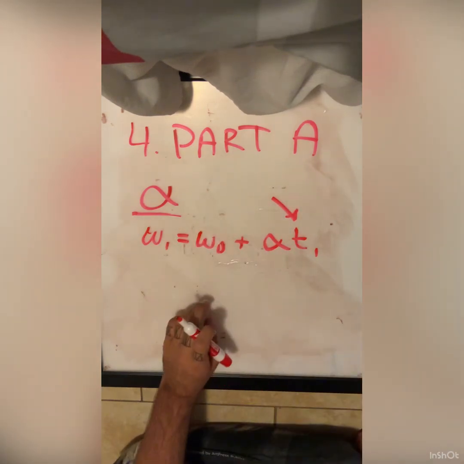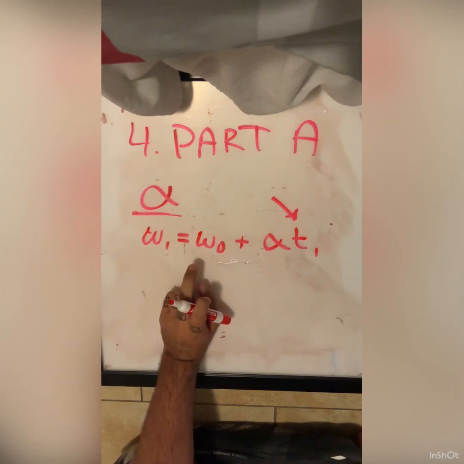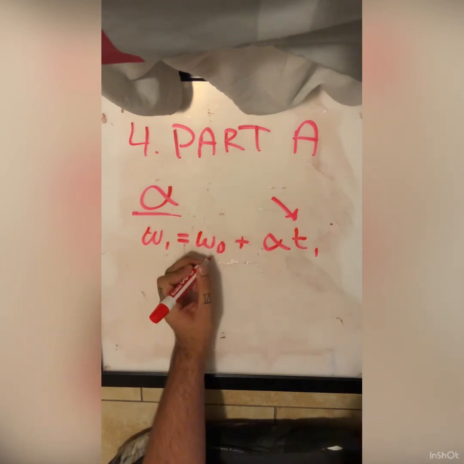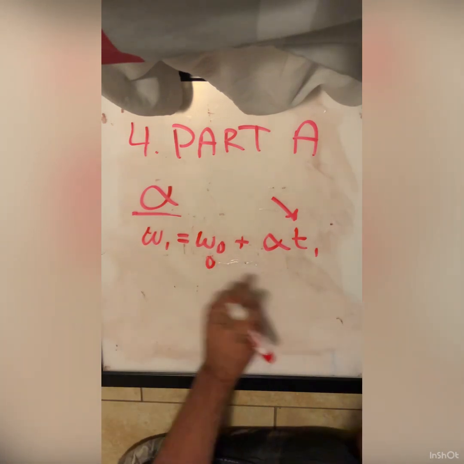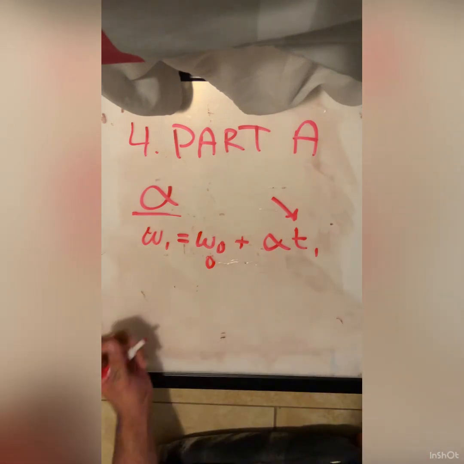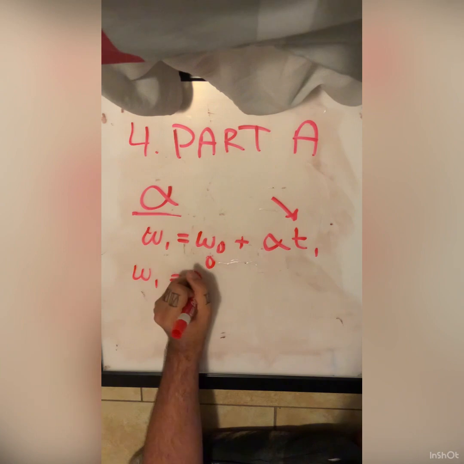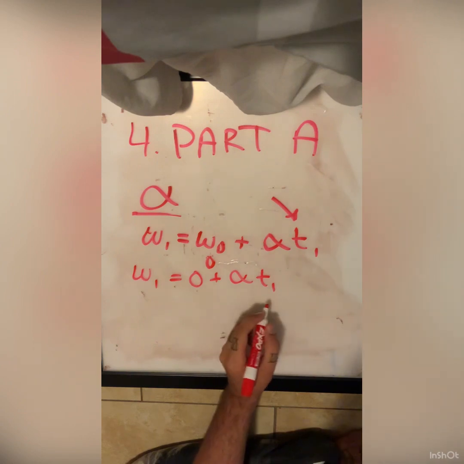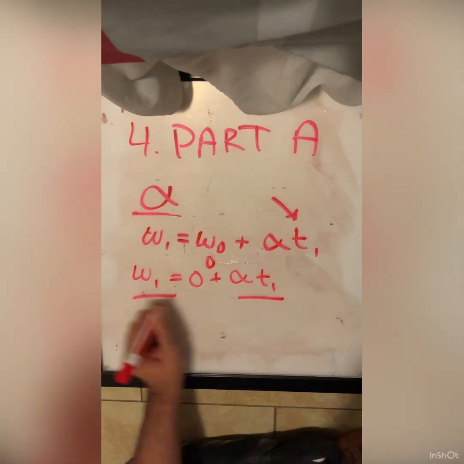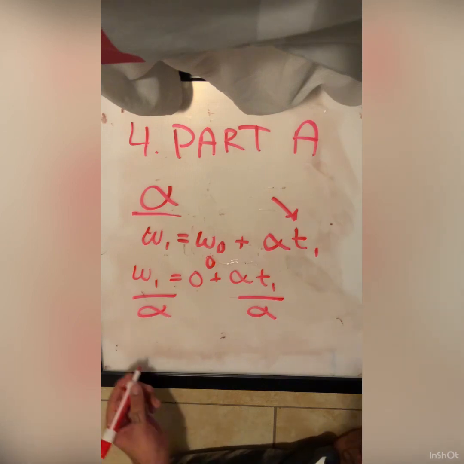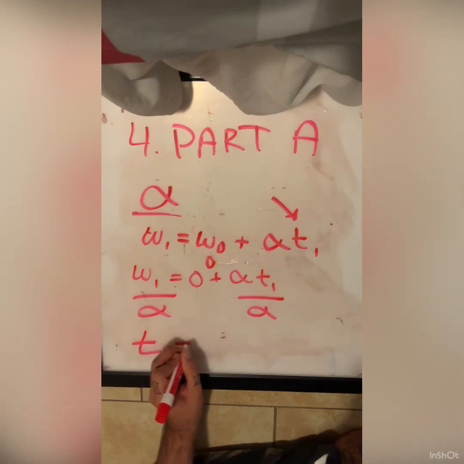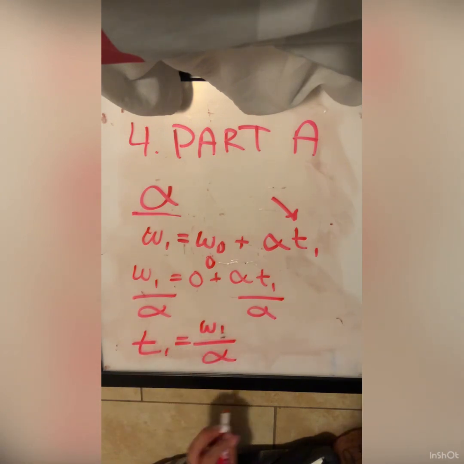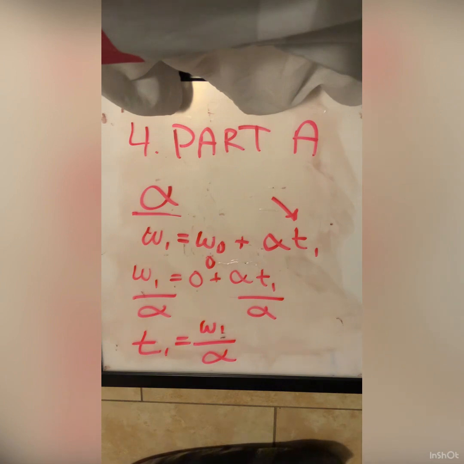Since we know that the flywheel is at rest at the beginning, we can assume that the initial angular velocity is 0. Once we plug this in, we can solve for time. Alright, so first thing we're going to do is divide the acceleration on both sides, and we get time is equal to angular velocity divided by the angular acceleration.